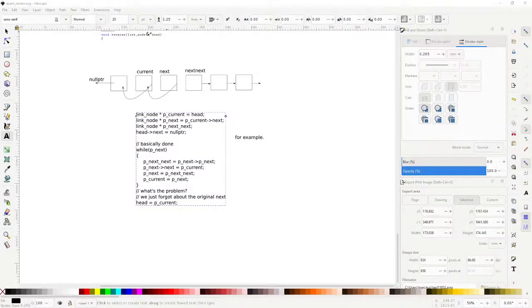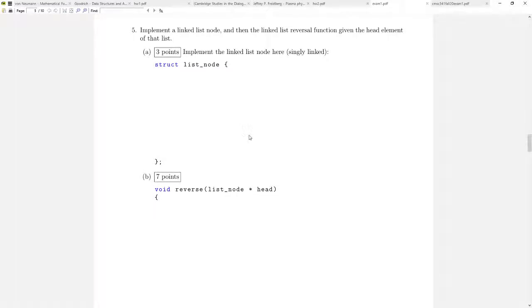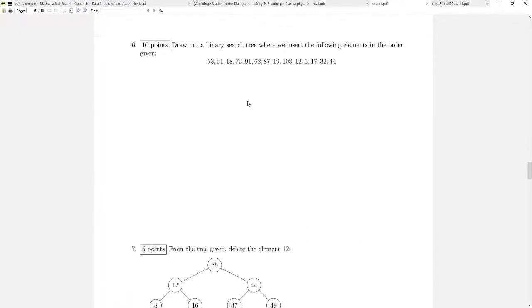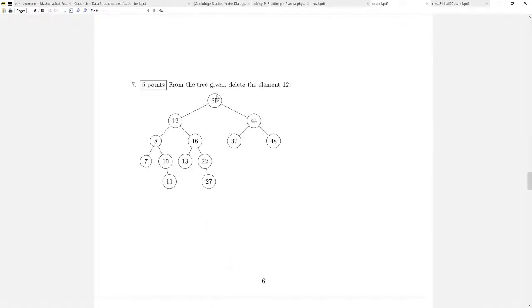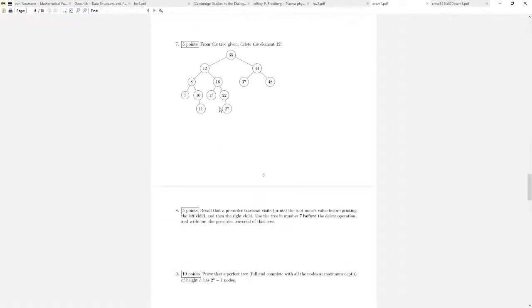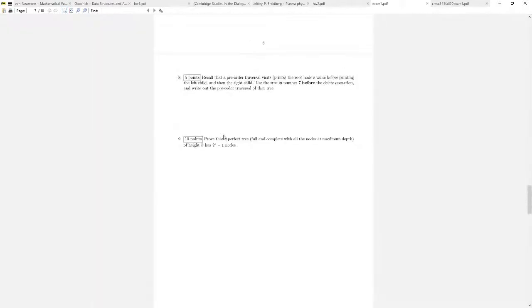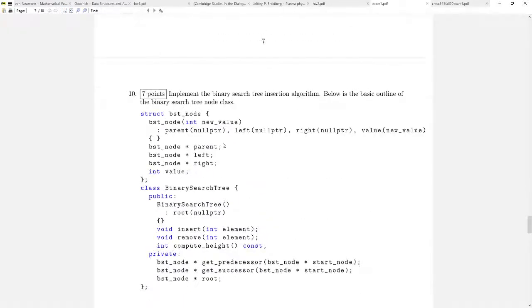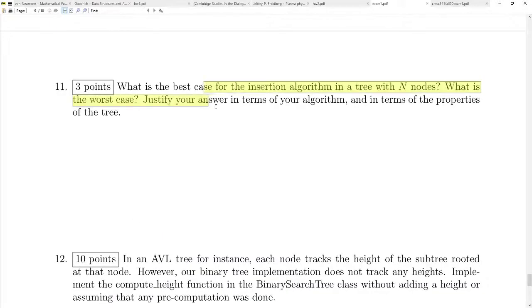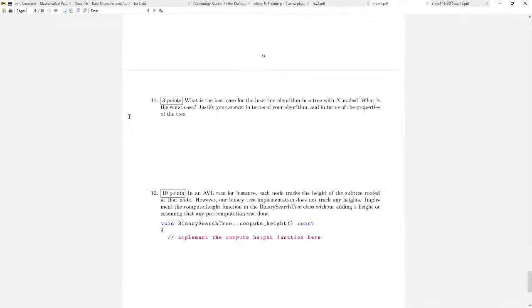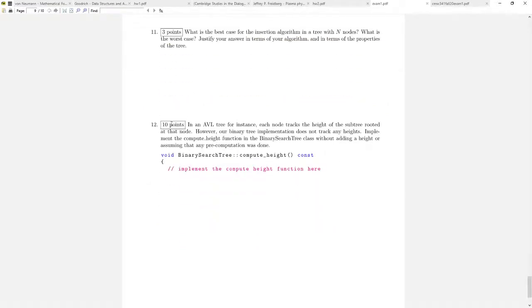Okay, so let's keep going. Let's look at more problems on this exam that I gave. Here's a binary search tree. Draw out a binary search tree where we insert the following elements, and then the next one is a delete. And then I think this one might be the last problem that we'll do. Oh, implement the insertion algorithm. Cool. And then I'm just skimming through to see what is the best case. I'm not going to ask you this yet. Or maybe I would. This isn't a terrible question.